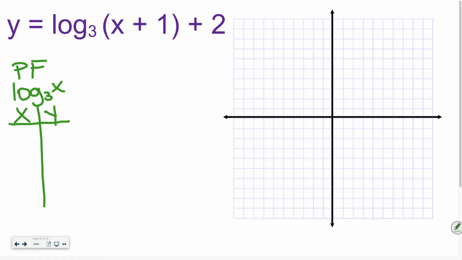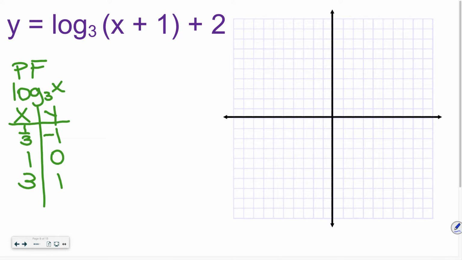But to remind you, I want that negative 1, 0, 1 in the y column now of our parent function. And then we can fill in the x column with the 1/3, 1, 3. If this was log base 10, we would have 1/10, 1 and 10. If this was log base 5, we'd have 1/5, 1 and 5.